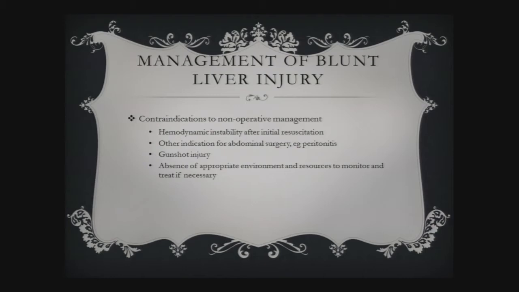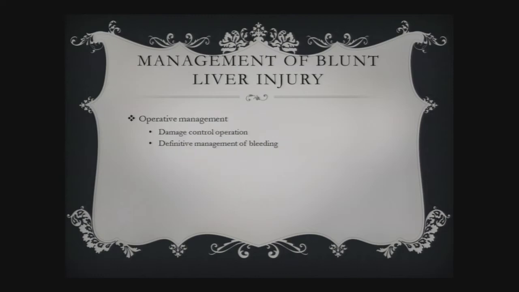Contraindications to doing this are obviously their hemodynamic status, but also if they have any other indication for an abdominal surgery, such as peritonitis, you're taking them back anyways for that, so you're clearly going to examine the liver injury when you're in there. Gunshot injury, which is a penetrating one, or just, if you don't think you have the correct environment. We're in a great hospital right now, but if you're in a smaller hospital that doesn't have the environment or the resources to monitor this patient and treat them if necessary, if you don't have IR available to come in, managing them that way is not really appropriate.